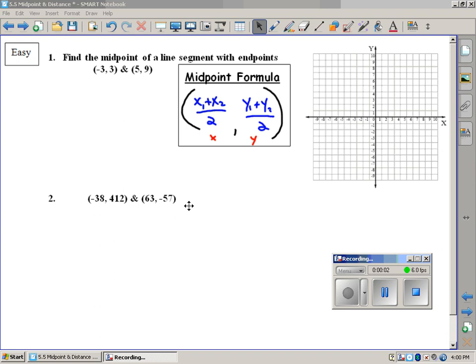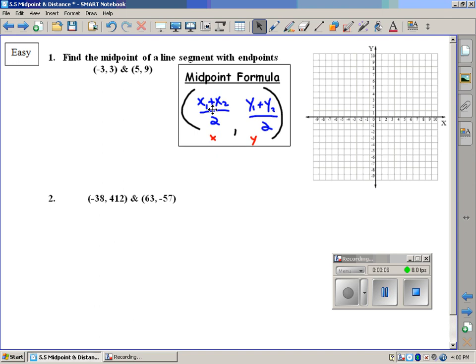Okay, two quick problems for midpoint. Here we have the midpoint formula. It's written as an ordered pair, because when we find the midpoint between these two endpoints, the midpoint itself will be an ordered pair. That's a lot of words.